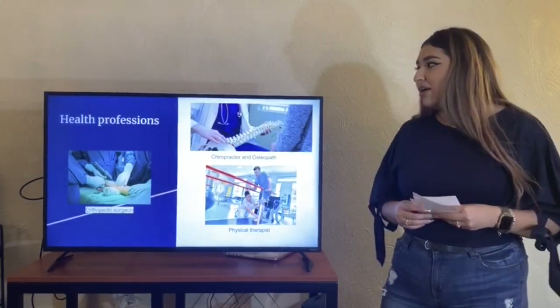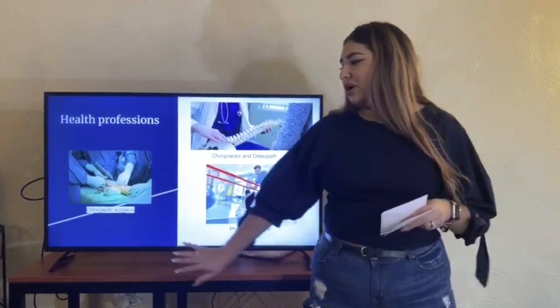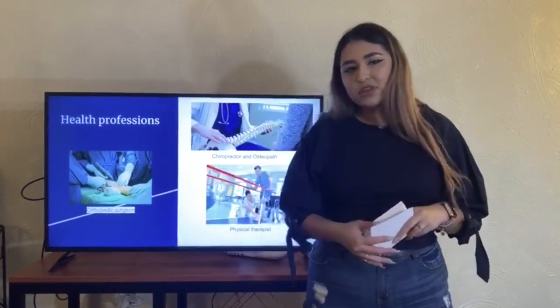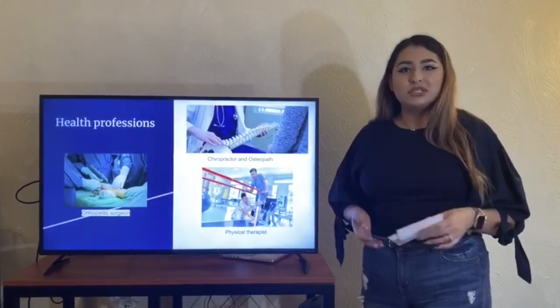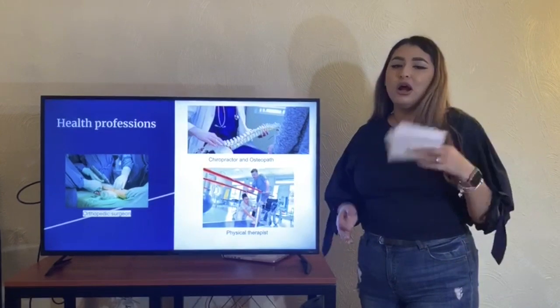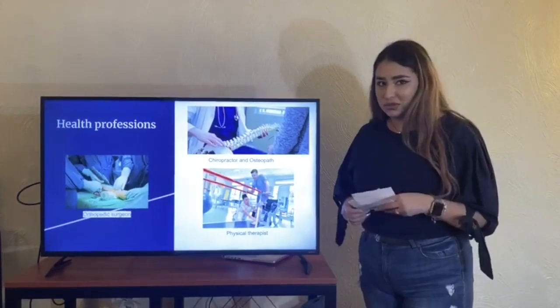We also have our health professions. So for the first one, we have orthopedic surgeons, who help with prevention, diagnosis, and treatment of our bones, our joints, our ligaments, our tendons, and our muscles.